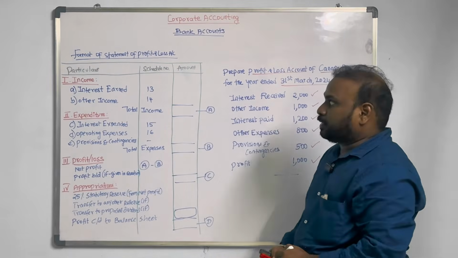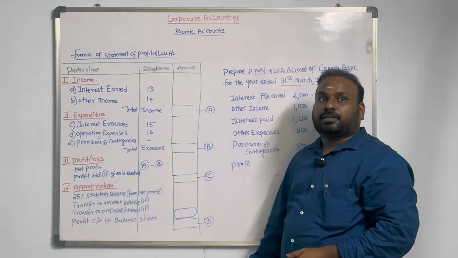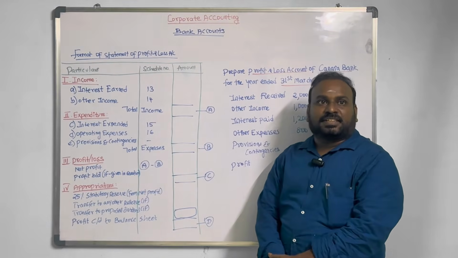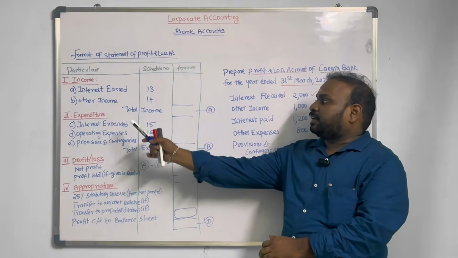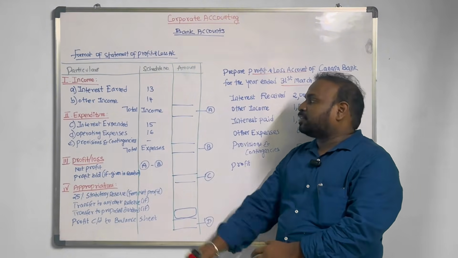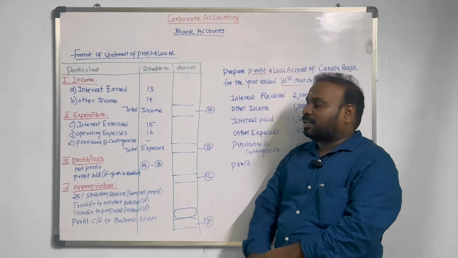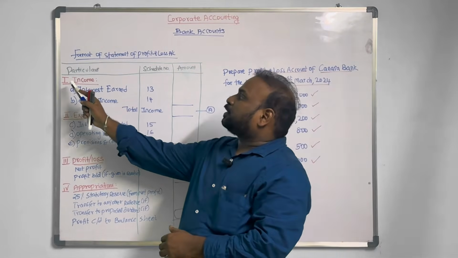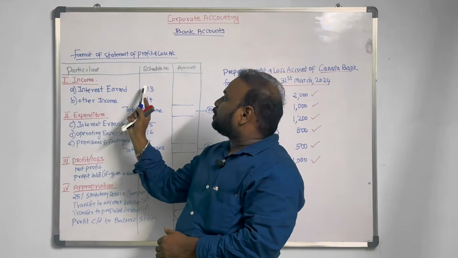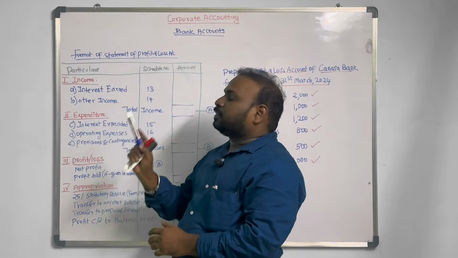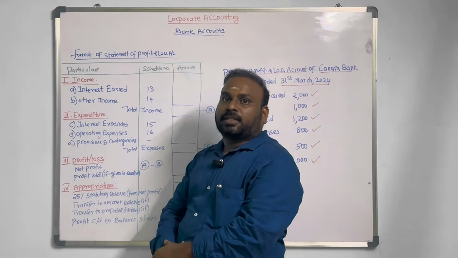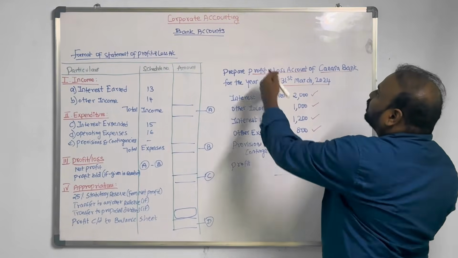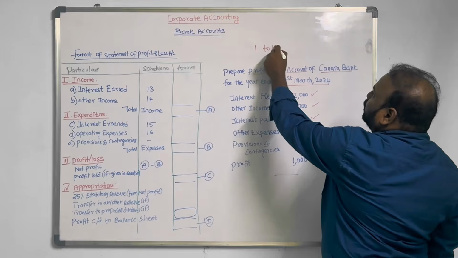This is the format. I repeat the format once again. It has 4 headings. The first heading is income, the second heading is expenditure, the third heading is profit or loss, the last heading is appropriation. So schedule numbers 13 to 16 deal with the profit and loss account. Then what about 1 to 12? 1 to 12 deal with the balance sheet.